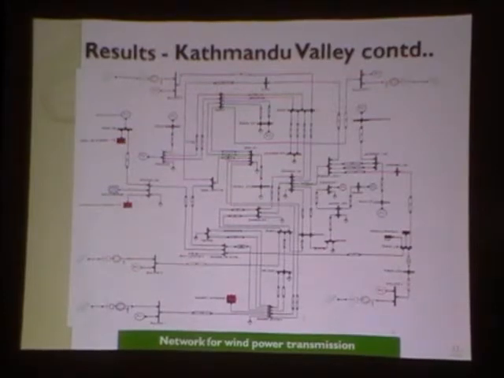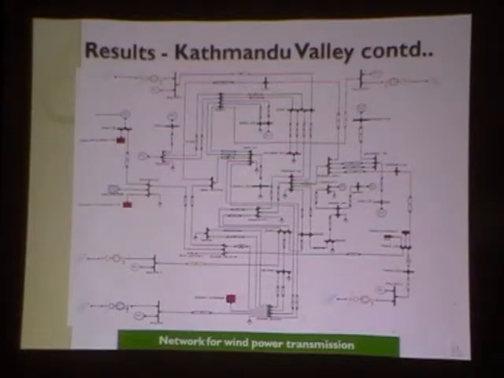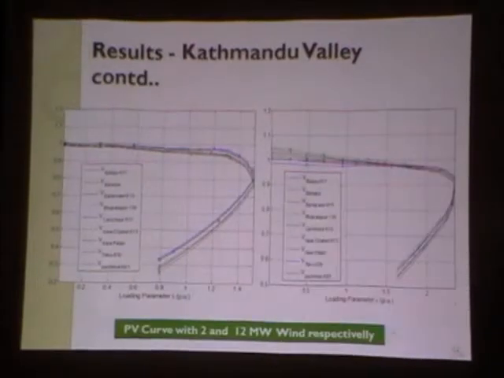So this is the network designed for Kathmandu Valley for wind grid integration. From 5 points, wind generators were penetrated. For this case, each turbine was considered at 1500 kilowatts, and continuous penetration was done. On the basis of continuous penetration of wind power into this network, voltage stability assessment and voltage collapse margin were calculated. And this is the result for the PV curve analysis.